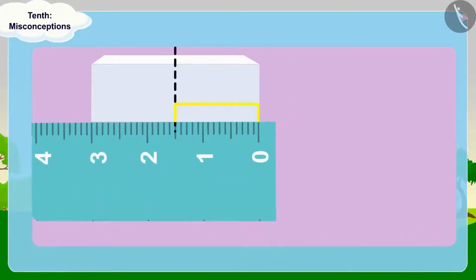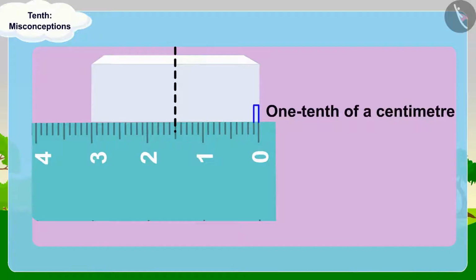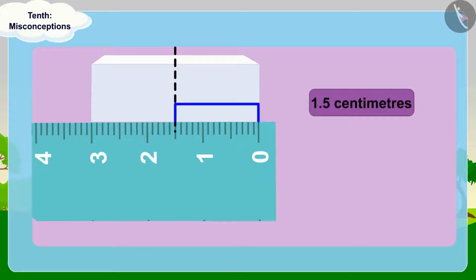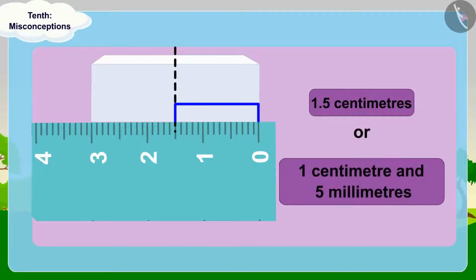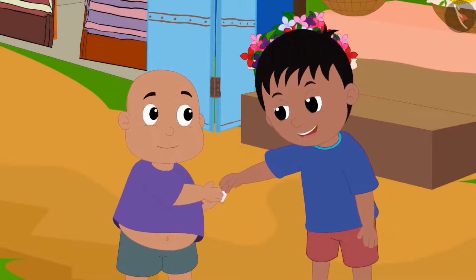Children, is what Bunny said correct? Half of the eraser is 5/10 more than a centimeter. So we can write it as 1.5 using decimals. And we also know that 1/10 of a centimeter is equal to 1 millimeter. So 5/10 of a centimeter will be equal to 5 millimeters. Bunny's statement is absolutely correct. Half of the eraser is 1.5 centimeters or 1 centimeter and 5 millimeters long. Raju and Bablu split the eraser in half.